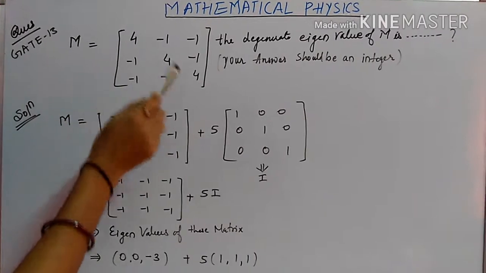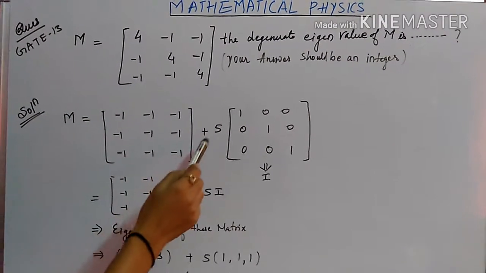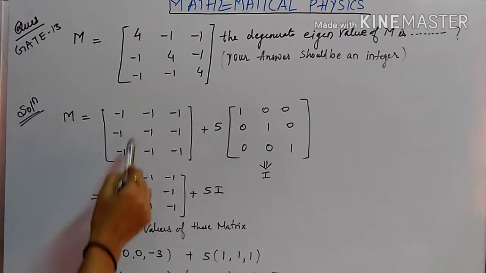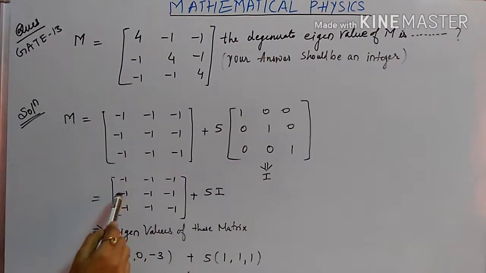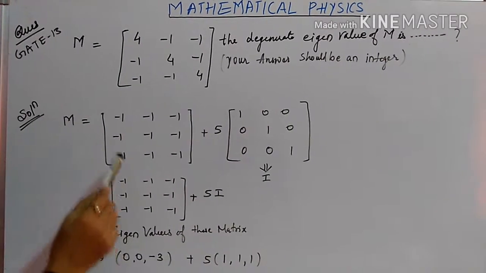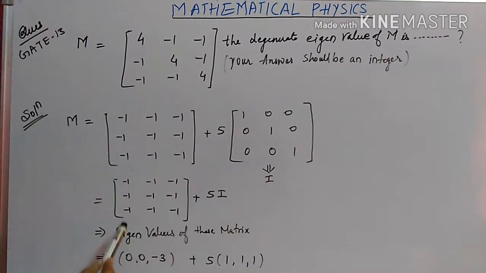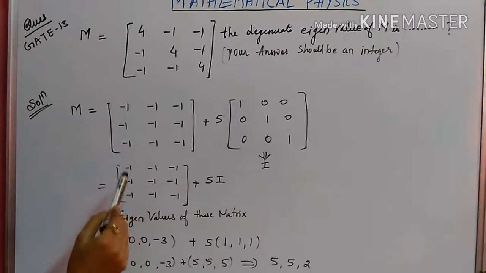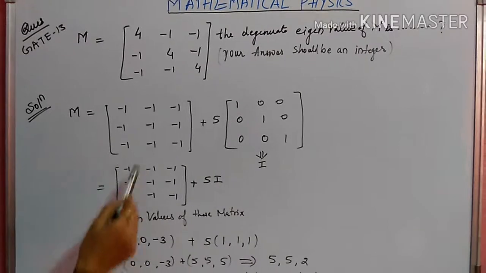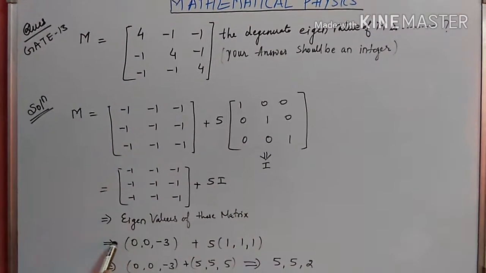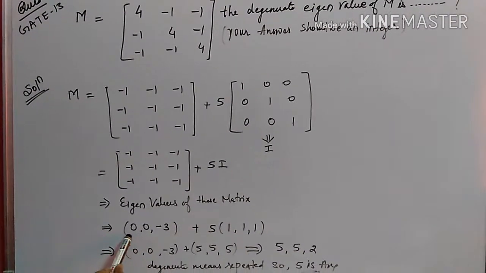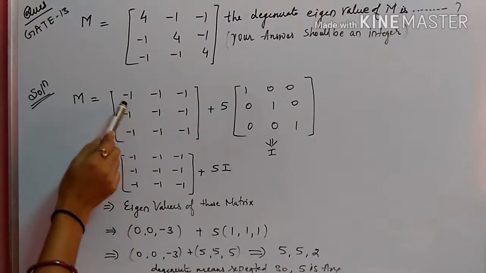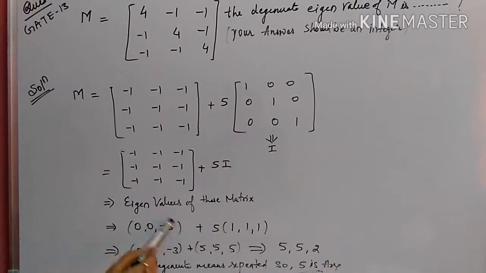You have to write this matrix in the form of this plus 5 times this, which is called the identity matrix. So you can break this matrix in this form. Now you know, in the first lecture I told you, when all the elements of a matrix are the same, then its eigenvalues are repeated. This is of order 3 cross 3, so 3 minus 1 means 2 eigenvalues are degenerate or repeated. That is 0 and 0. And the third one is the sum of the diagonal elements, minus 1 and minus 1, so this is minus 3.